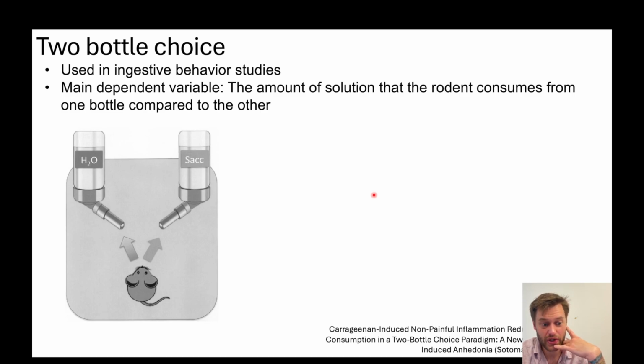So we also have two bottle choice tests, and this is just like what this picture suggests here. You take the rodent, you put it into a chamber, and there's two bottles that the rodent can drink from. In this case, it's saccharin and H2O, water. And the saccharin is a sweet flavor, they're just putting saccharin in the water. So in this scenario, they would be testing if their manipulation affected how much the animal drank water compared to saccharin. So the main dependent variable in these studies is the amount of solution that the rodent consumes from one bottle compared to the other.